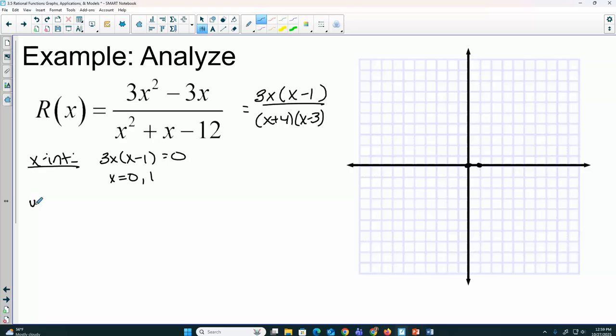Y-intercept. How do we find that? Put in 0 for all of our x's. So you can do the original or the factored. You would get 0 divided by negative 12, which is 0. So we already have that. Vertical asymptote. X equals, what makes the bottom 0?